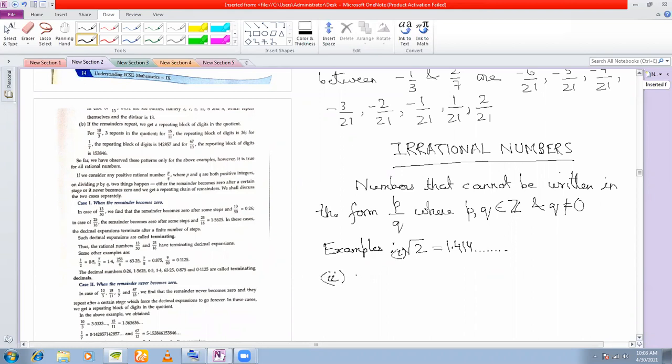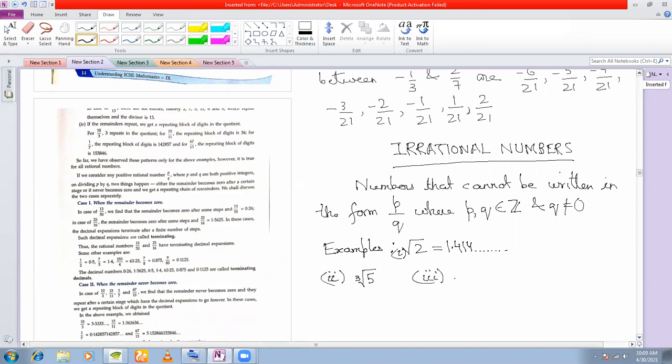Another example is, say, cube root of 5. This is another irrational number, because if you work it out on your calculators, cube root of 5, you will also get decimal parts that neither truncate nor recur. So therefore we call cube root of 5 an irrational number.